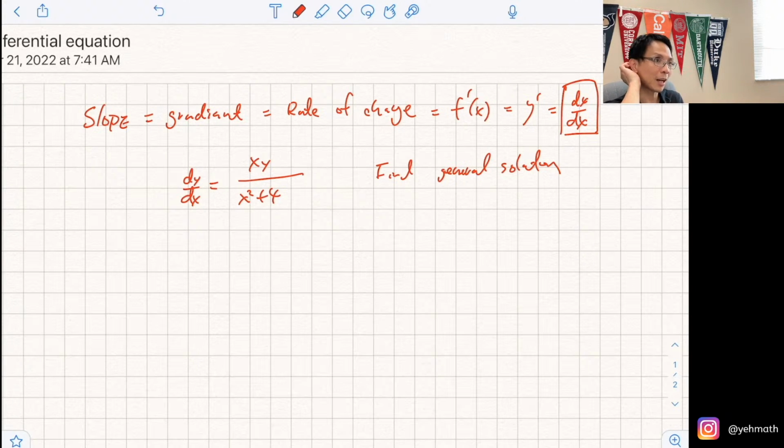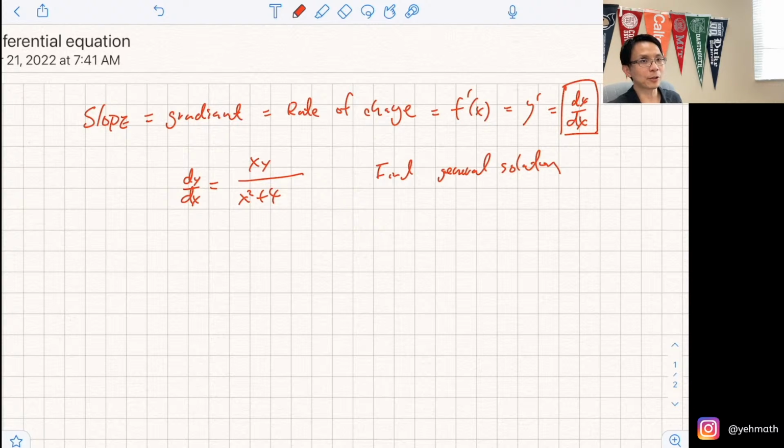So when your MCQ says there was a rate of change equal to y over x and find the differential equation, that just means dy dx is equal to y over x. Or sometimes they can say rate of change is equal to that. That just means that. Now, how do you find a differential equation?